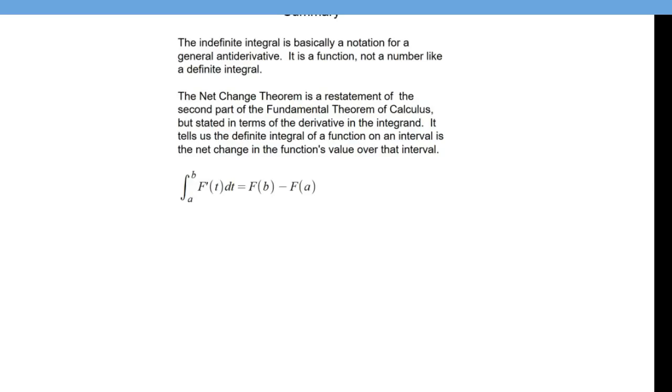So in summary, there really wasn't a lot of new material in this except for interpreting the fundamental theorem of calculus a little bit differently when we're looking at the integrand of the function as the rate of change of the resulting function in our definite integral.